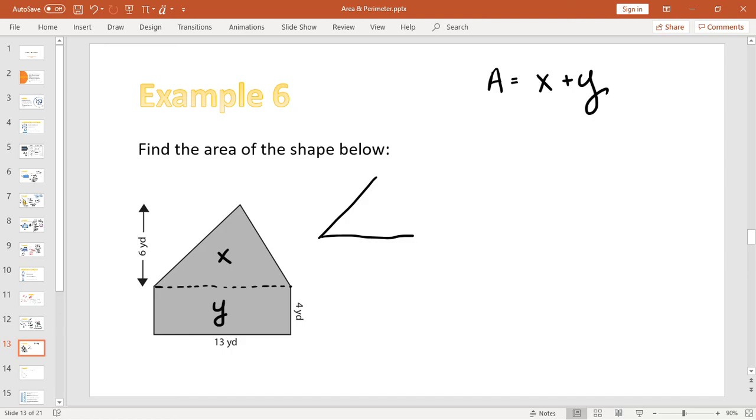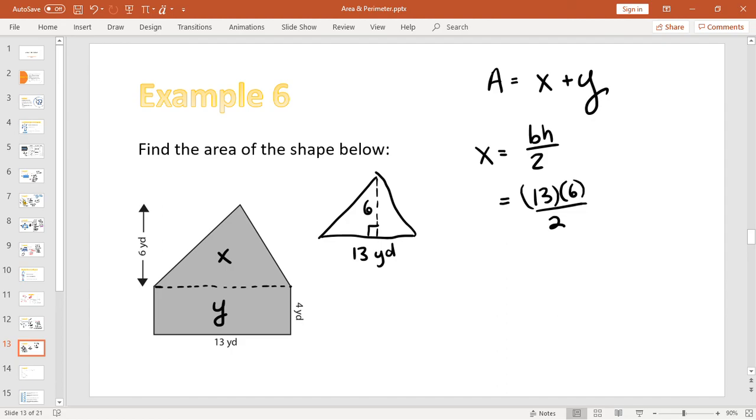We see that it is 13 yards across the base, and it has this beautiful height of 6 yards. So we're going to take our triangle formula, base times height divided by 2. 13 is our base, 6 is our height. We divide it by 2, and you should get 39 yards squared.